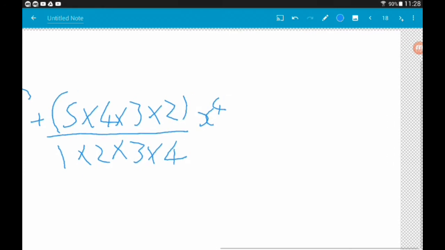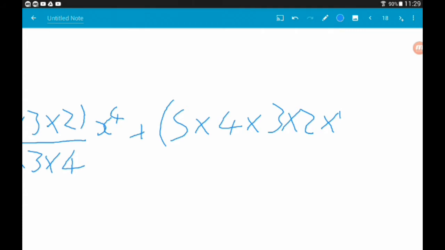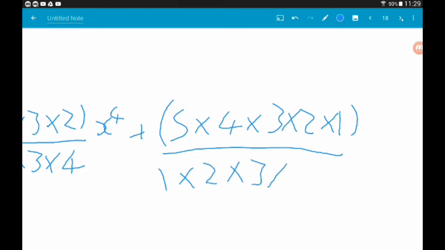And then our final term is going to be, so I'm going to write it out in the full term and show you why we only get left with x to the power 5. So we get 5 times 4 times 3 times 2 times 1. And on the bottom, we can get 1 times 2 times 3 times 4 times 5. And that gives us our x to the power 5 term.